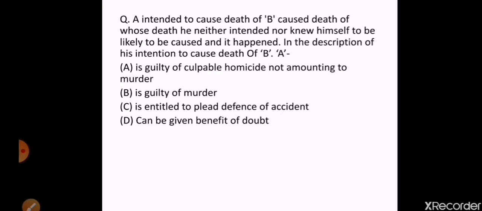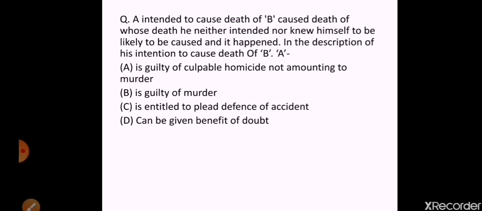A intended to cause death of B, caused death of C, whose death he neither intended nor knew himself to be likely to cause, and it happened. In the description of his intention to cause death of B, A: option A, is guilty of culpable homicide not amounting to murder; B, is guilty of murder; C, is entitled to plead defense of accident; D, can be given benefit of doubt.